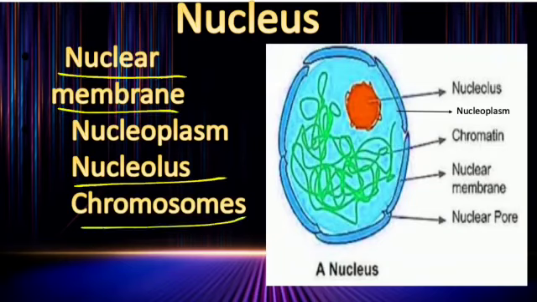The next is chromosomes. You can see here, children, some thread-like structure, or it is looking like a network. So it is called chromatin thread or chromatin network. In the dividing cell, these chromatin threads condense and form chromosomes.